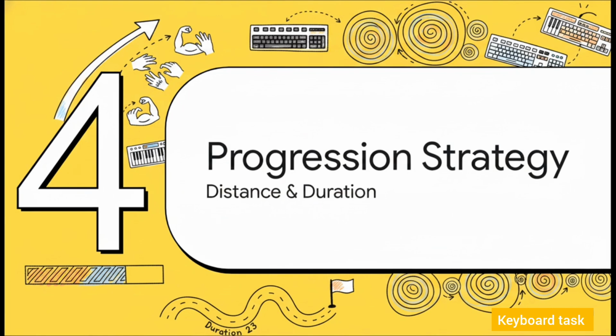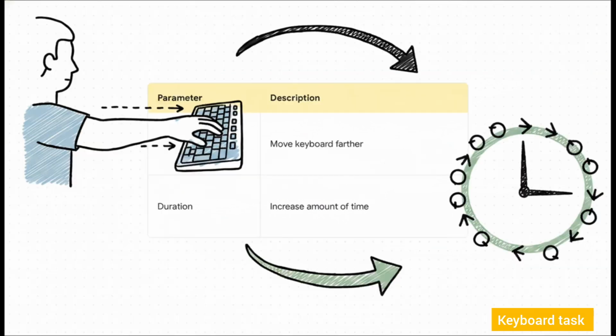Let's look at Section 4, Strategies for Progression. Once they master the basics, how do we advance the therapy? Well, there are two primary progression parameters: distance and duration. If the clinical goal is to challenge the elbow, you change the distance. You literally just move the keyboard farther away from the subject, which forces them to engage their elbow extension just to reach the keys. On the flip side, if the clinical goal is to challenge their endurance, you adjust the duration. You just increase the amount of time they're required to perform the continuous keystrokes. It's kind of amazing how such simple adjustments in physical space or time can yield such specific, powerful clinical benefits.